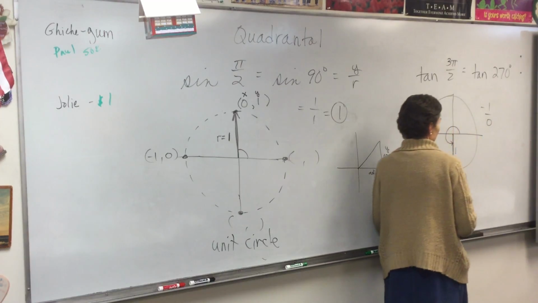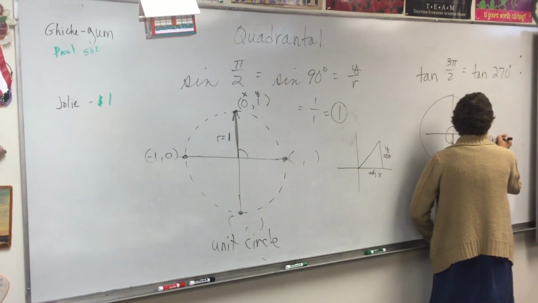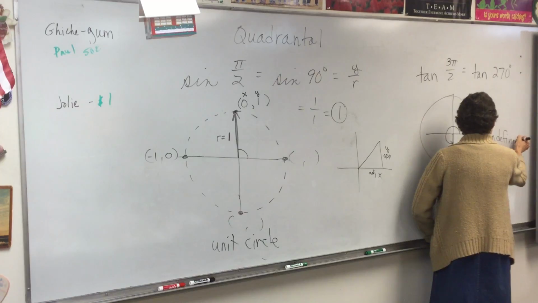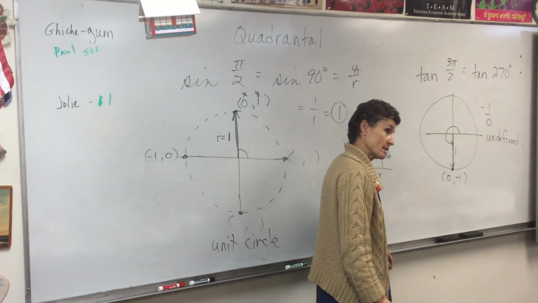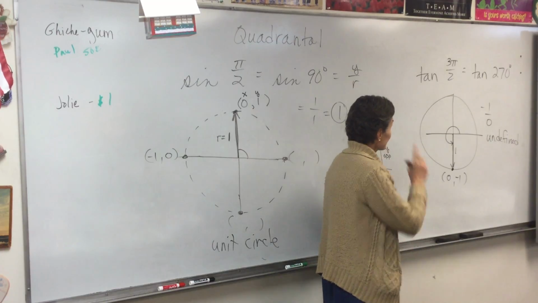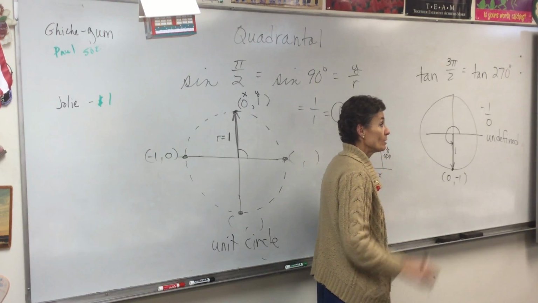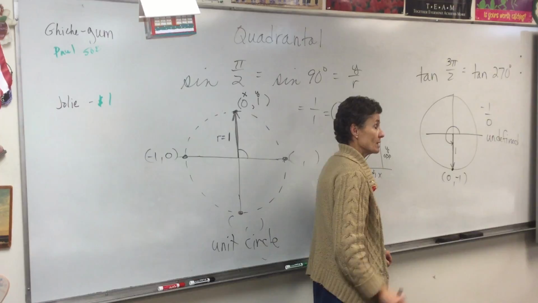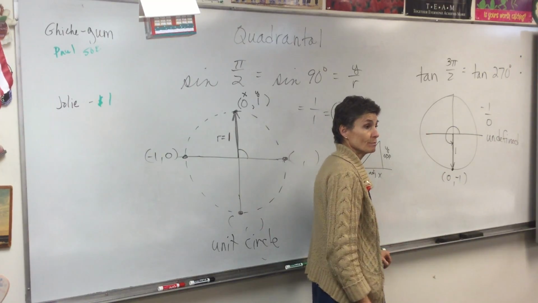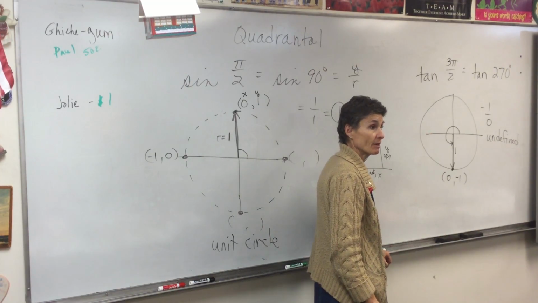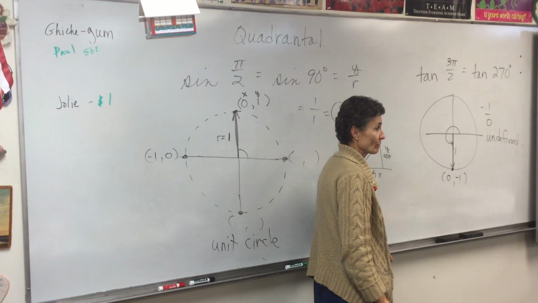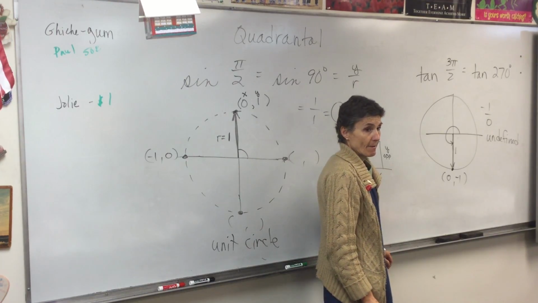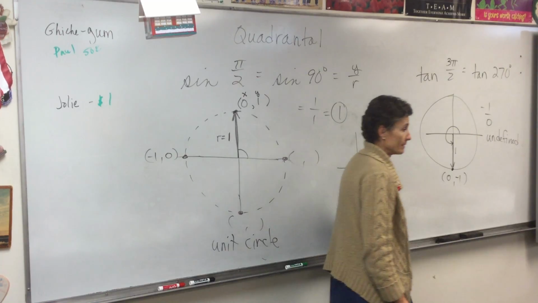What about that? It's undefined. And if you remember looking at the graphs on the memorization sheet, at 270 or 3 pi over 2, there is a vertical asymptote. And the vertical asymptote means the function is undefined there. The tangent curve is full of asymptotes. All right, got it?